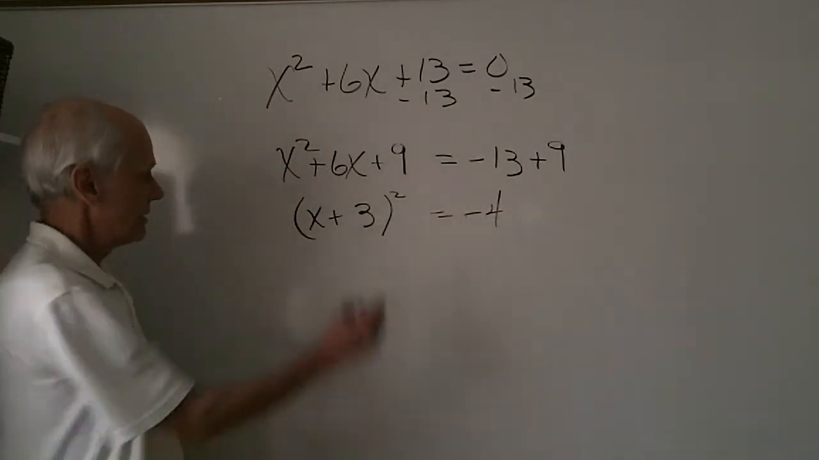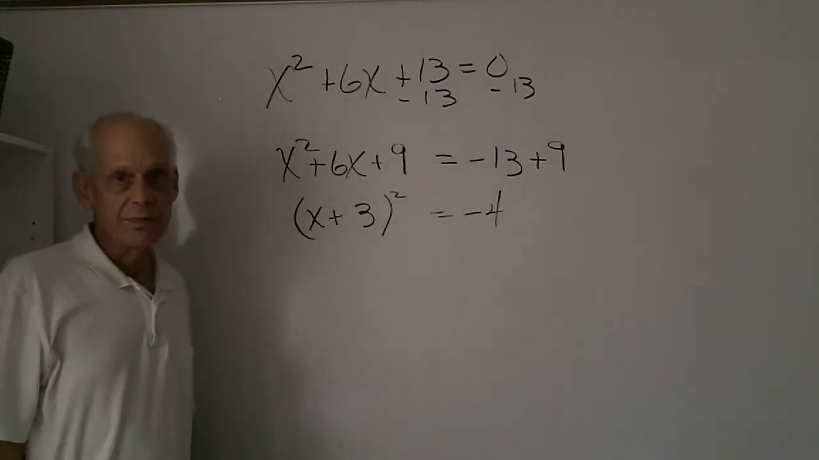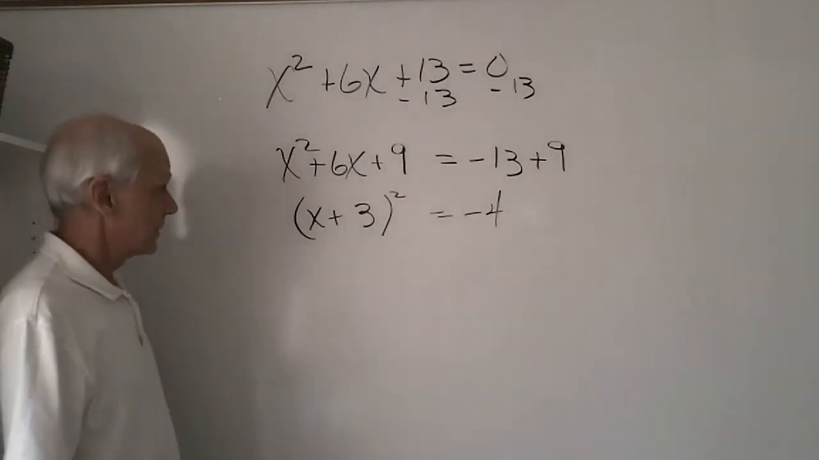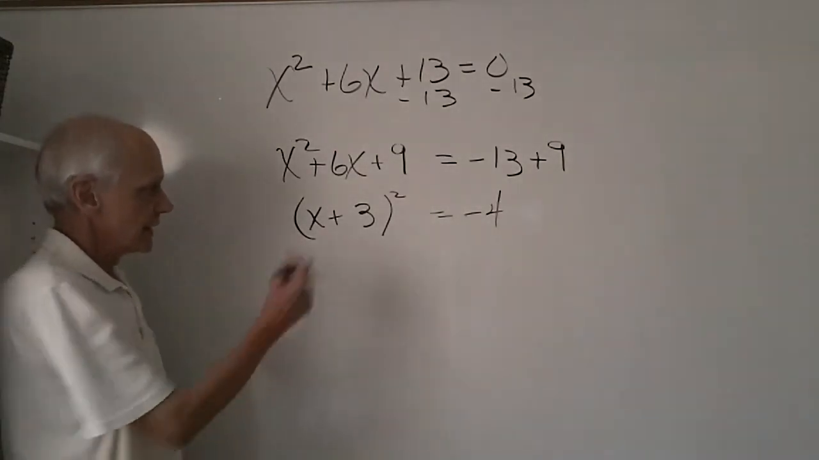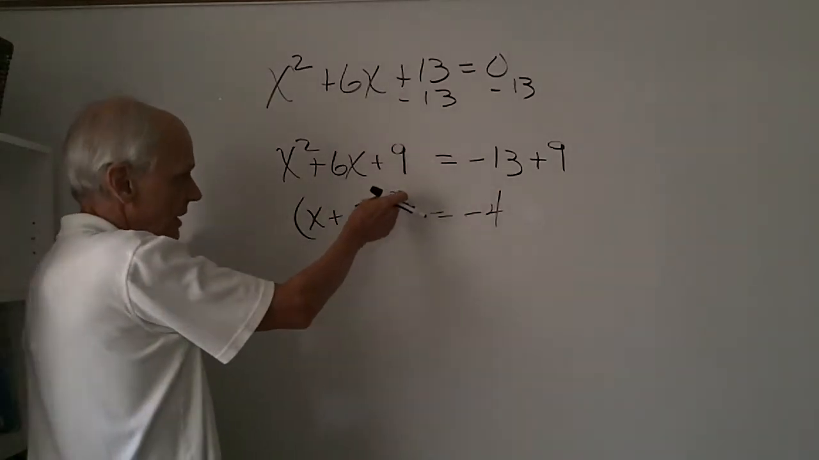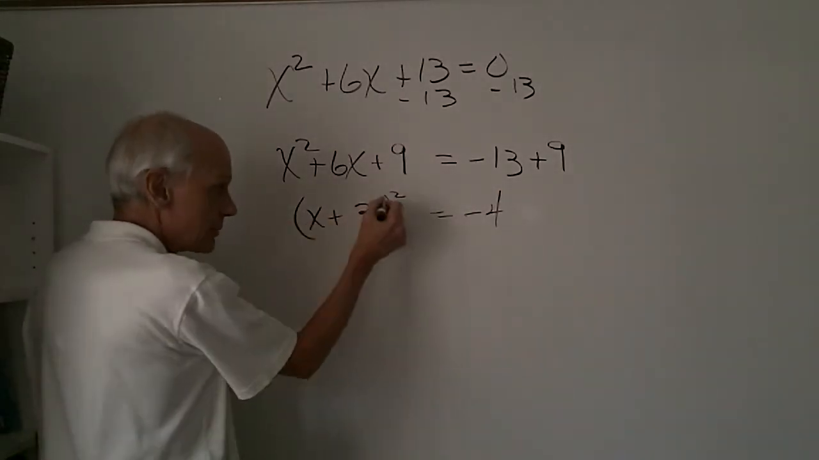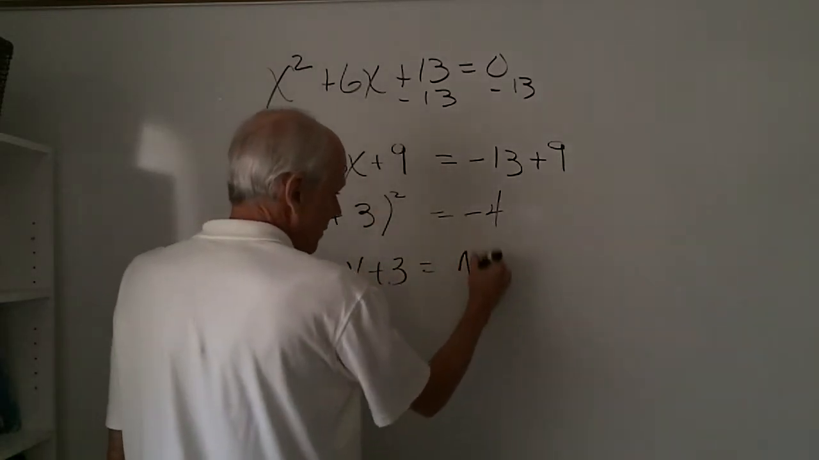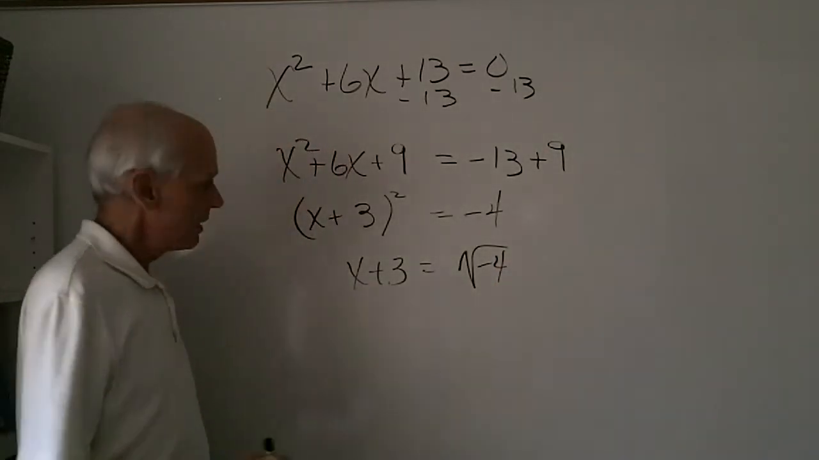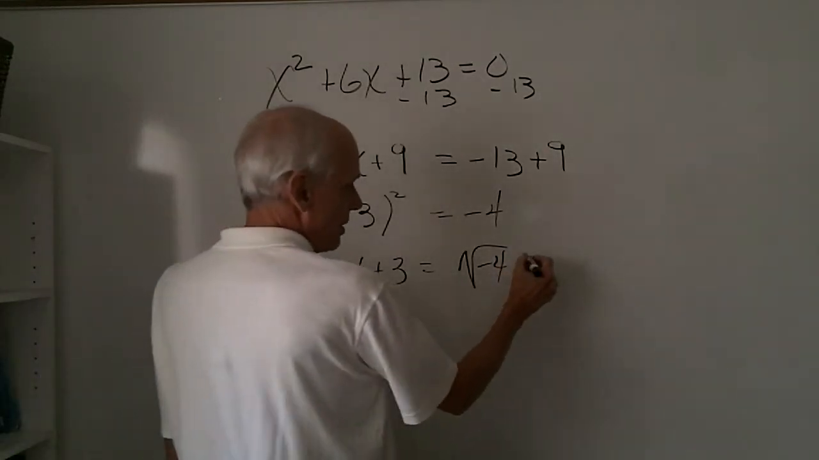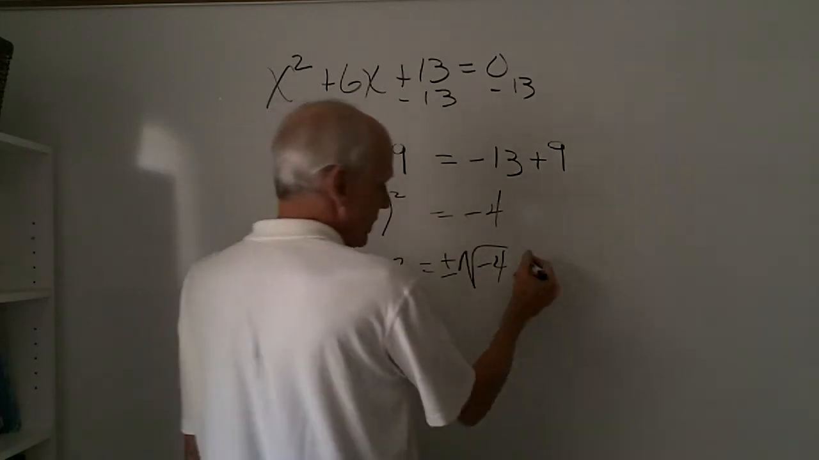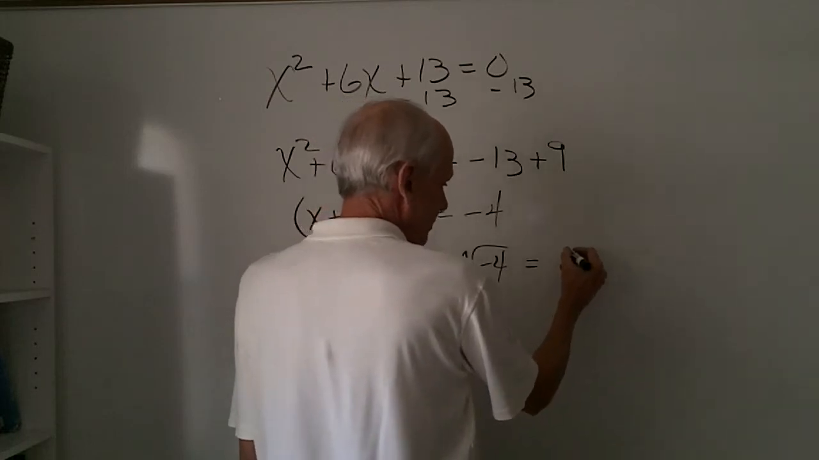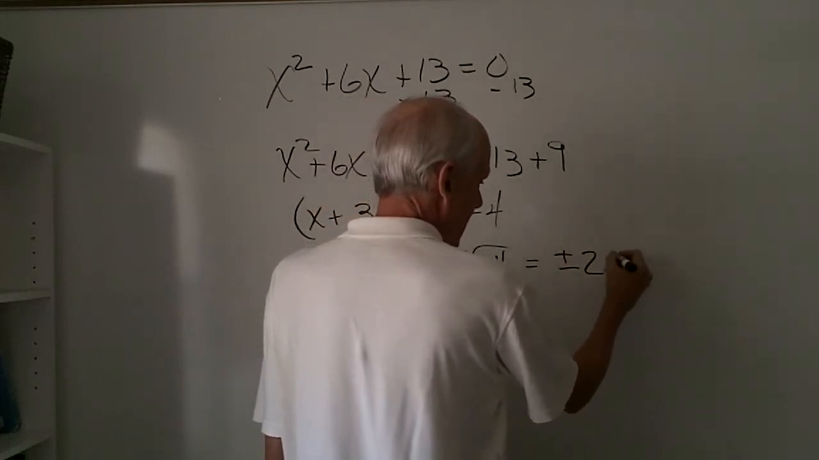Now, you will notice that we square something and we get a negative 4, which means that there are no real solutions to this, but it doesn't prevent us from completing the square. When you have a situation like this, you have to take the square root of both sides. So just to get the x plus 3 on the right is equal to the square root of negative 4. Well, the square root of negative 4, and that's going to be plus or minus, because you're going to have both a positive and negative root, this is going to be equal to plus or minus 2i.